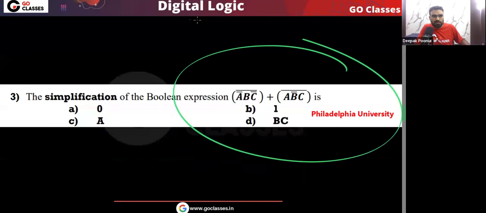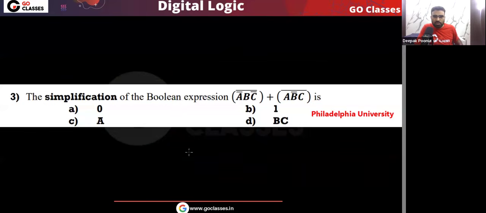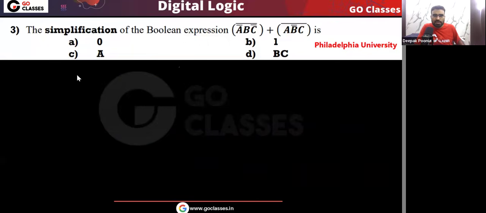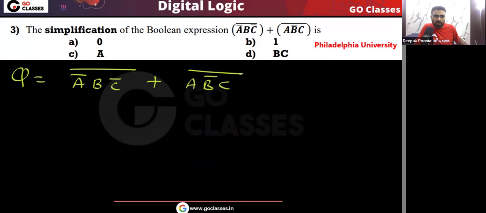Let's solve this question from the Philadelphia University. The simplification of Boolean expression. This Boolean expression is given to us. We need to simplify this. So look at this Boolean expression. Let's call it Q. So that is basically (A bar B C bar) whole bar, or (A B bar C) whole bar.